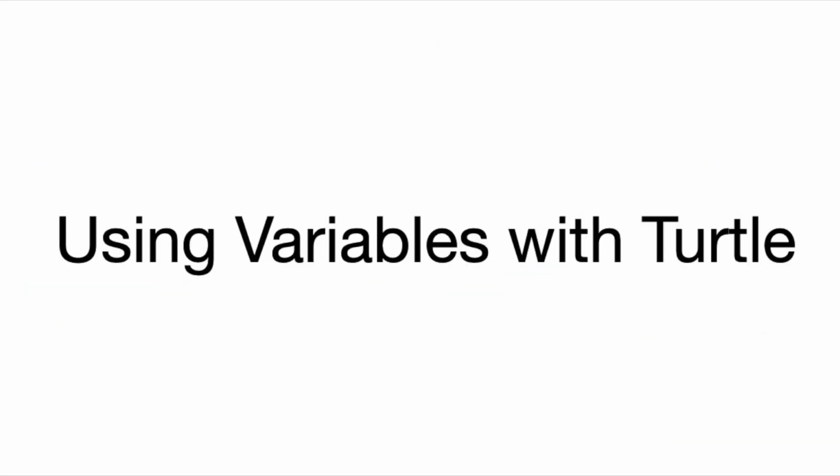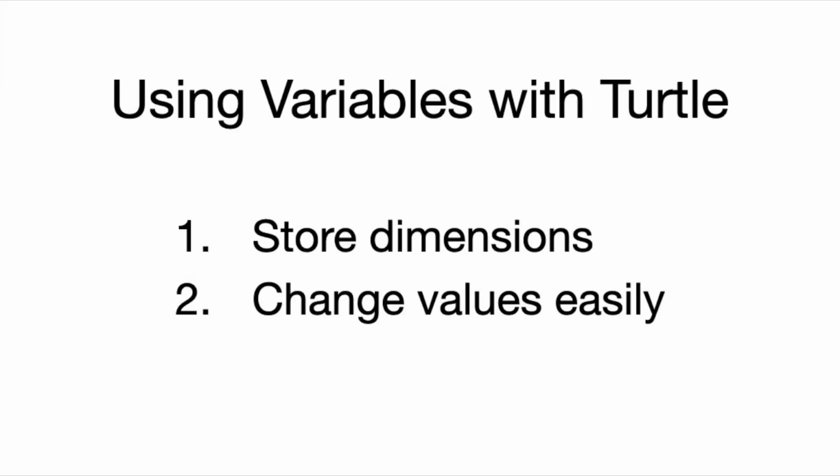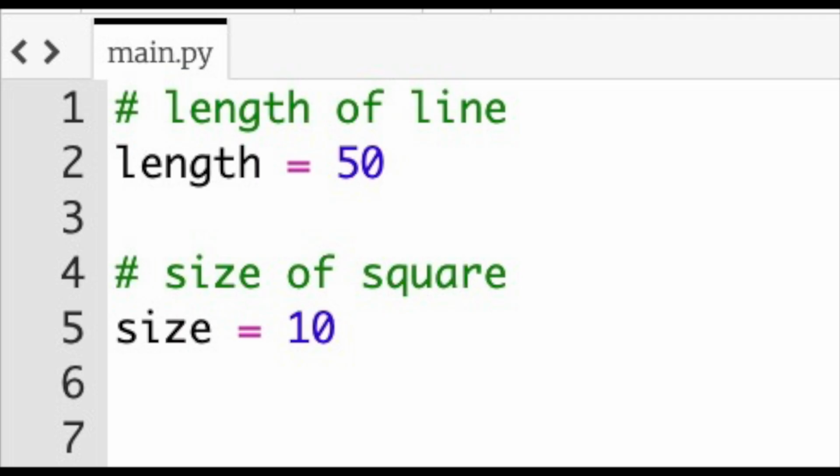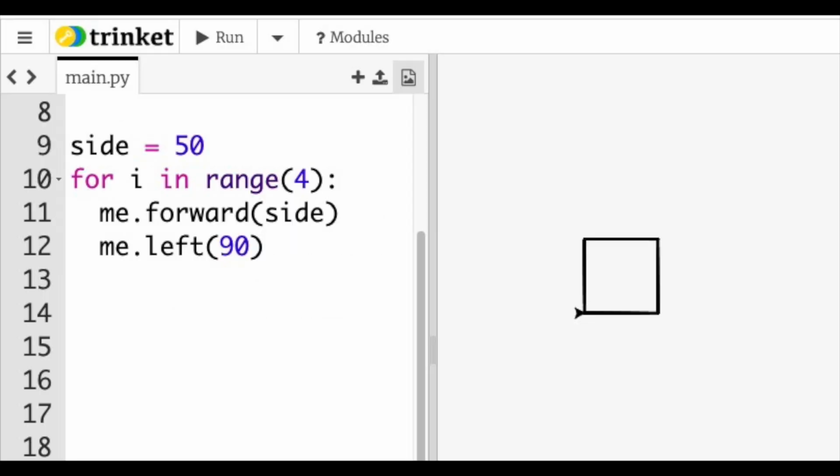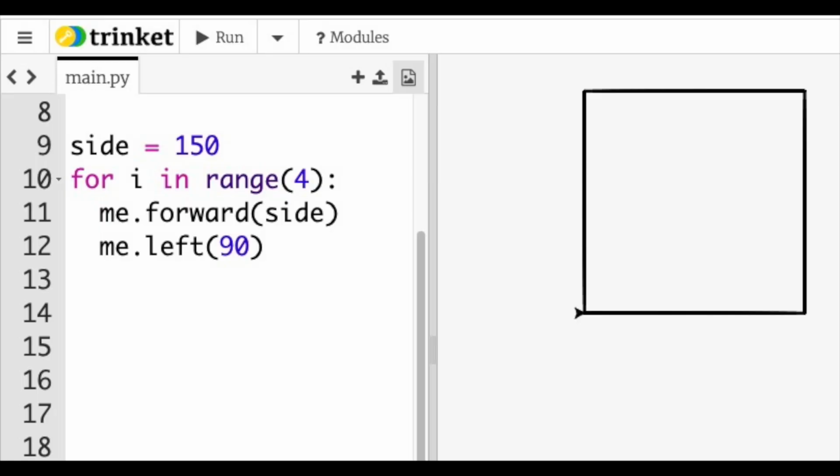Using variables with Turtle. Now, how can we use variables with Turtle? There are two main ways. First, we can use variables to store dimensions. For example, we can save the length of a line or the size of a shape in a variable. Second, variables let us change things easily. If we want to make a shape bigger or smaller, we can just change the value in one place and it will update the whole drawing.